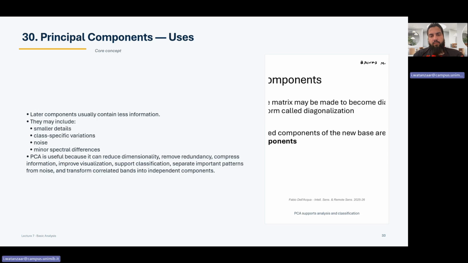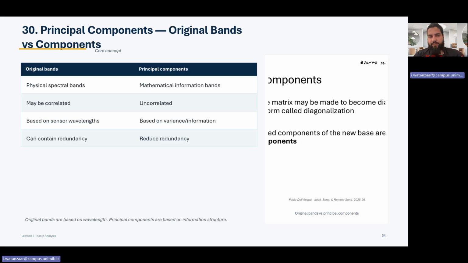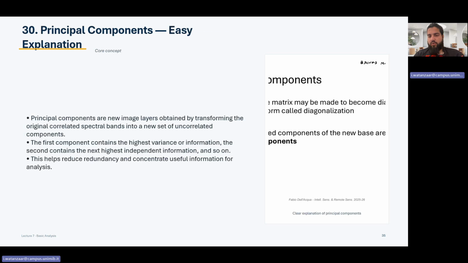If we look at removing redundancy, reducing dimensionality, compressing information, and supporting classification, it separates important patterns from noise. See, we are separating the pattern from the noise. So automatically in the principal components, the noise has already been largely removed. That's why principal component analysis is important and comes into the picture.